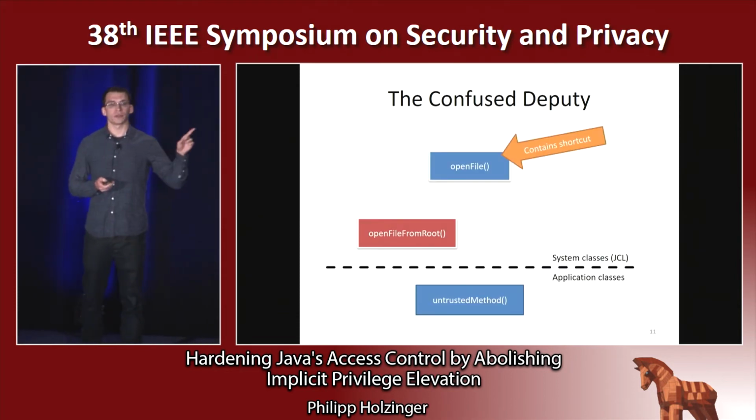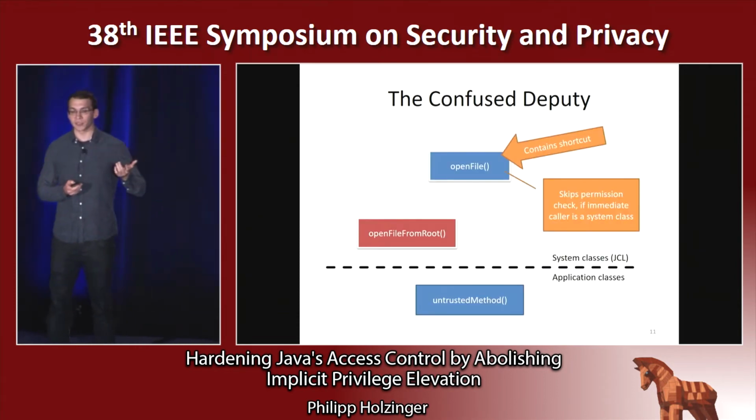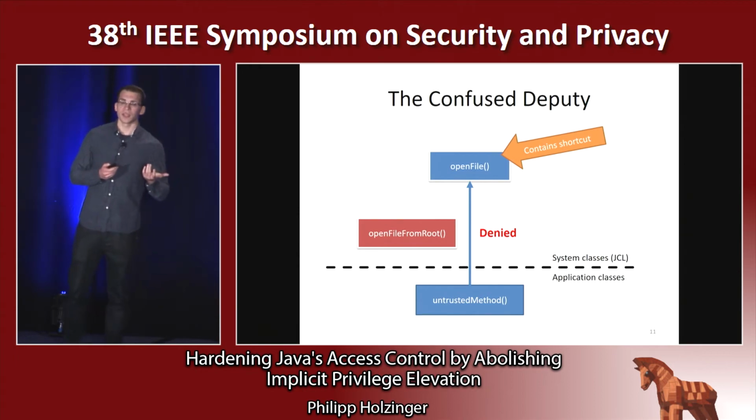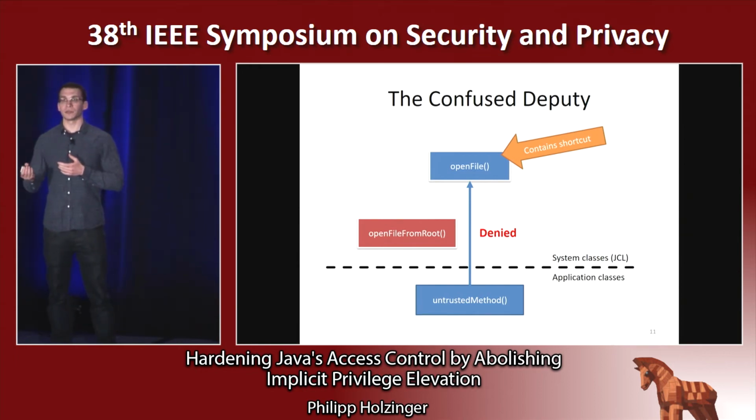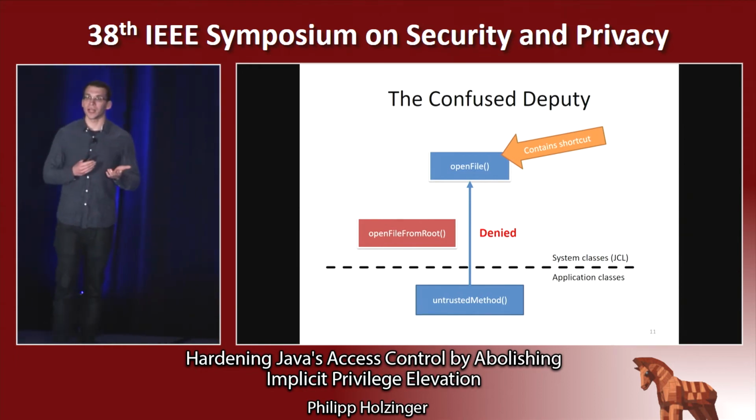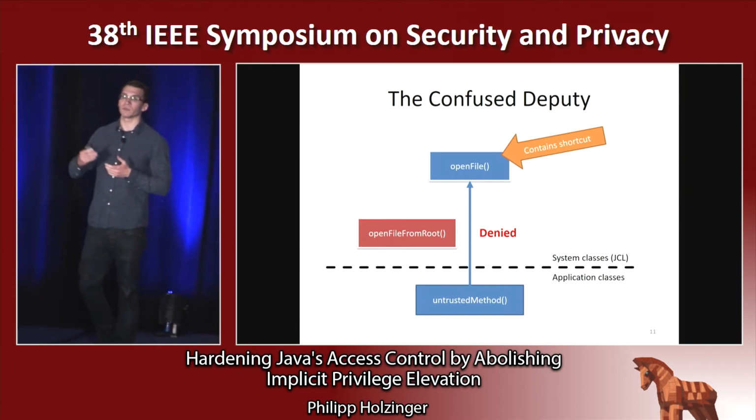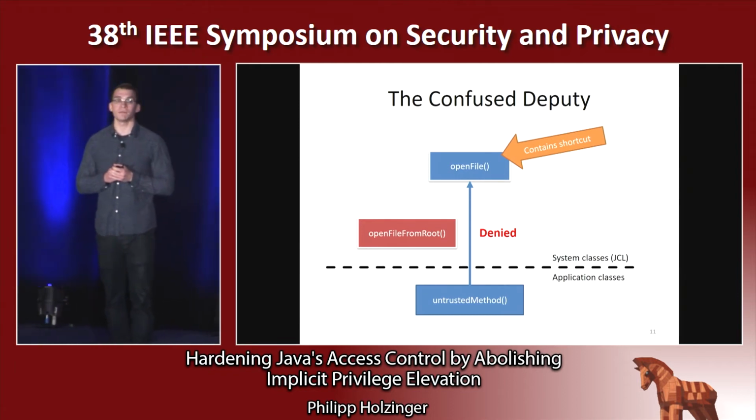OpenFile is our method here that contains a shortcut, and we know that it skips a permission check if the immediate caller is a system class. So if from our application we call this method immediately, a permission check will be executed. So if we try to access a sensitive file on the file system, a permission check will find that we don't have permission to do so, and access will be denied.